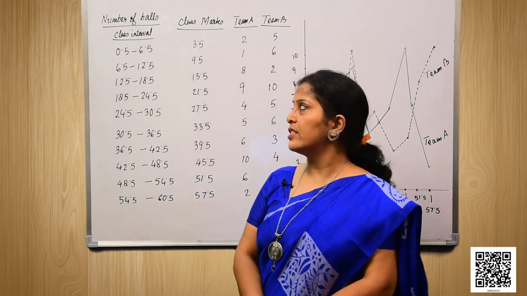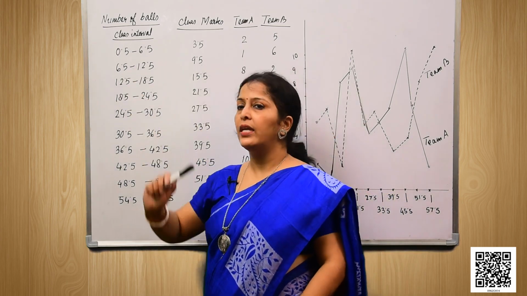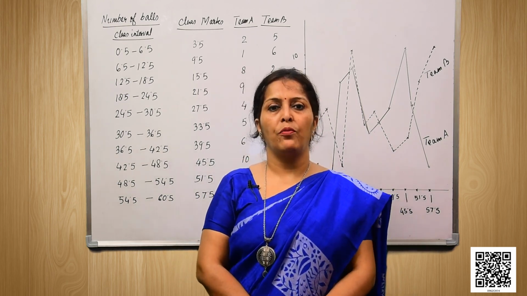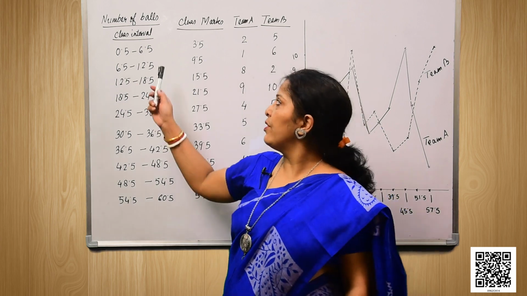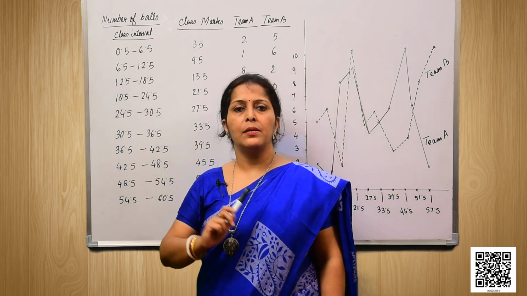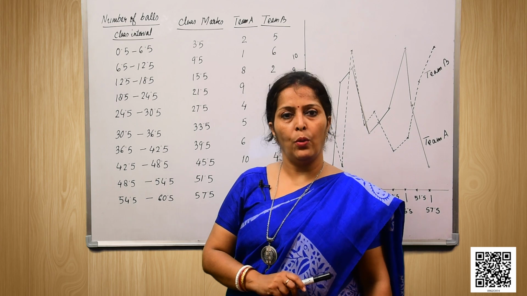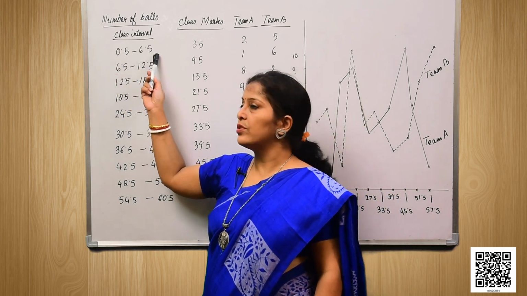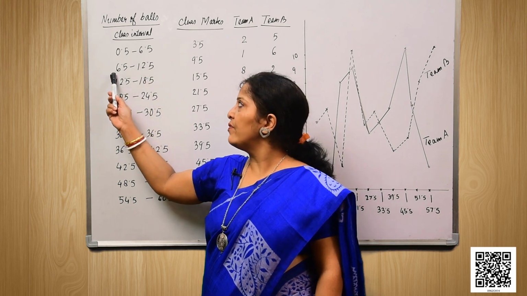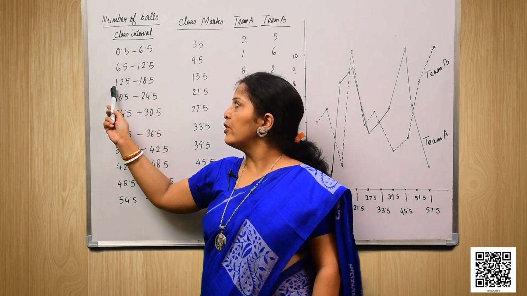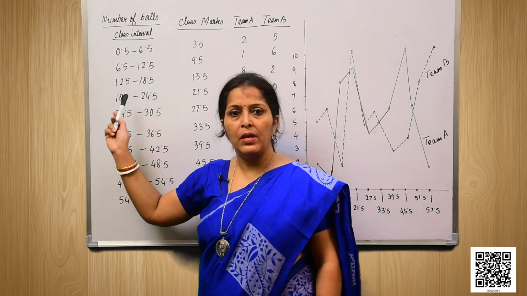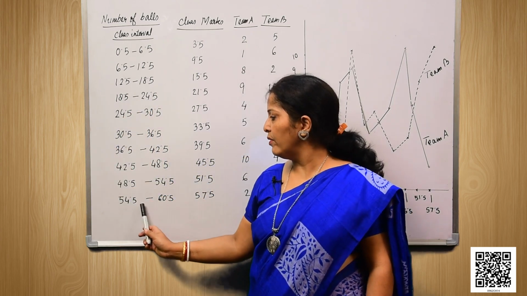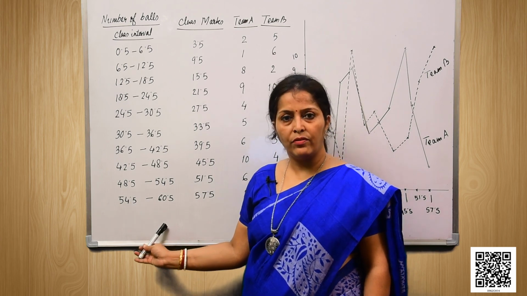So the new class interval is made in such a way that the gap between 6 and 7 is 1. So we add 0.5 on the upper limit and subtract 0.5 from the lower limit. So now the new class intervals are 0.5 to 6.5, then 6.5 to 12.5, then 12.5 to 18.5 and so on. And the last one is 54.5 to 60.5.